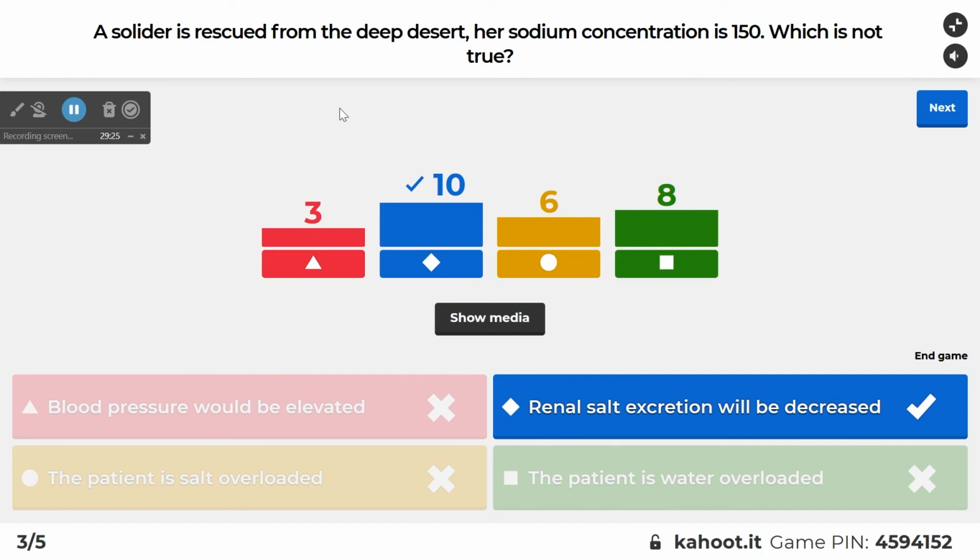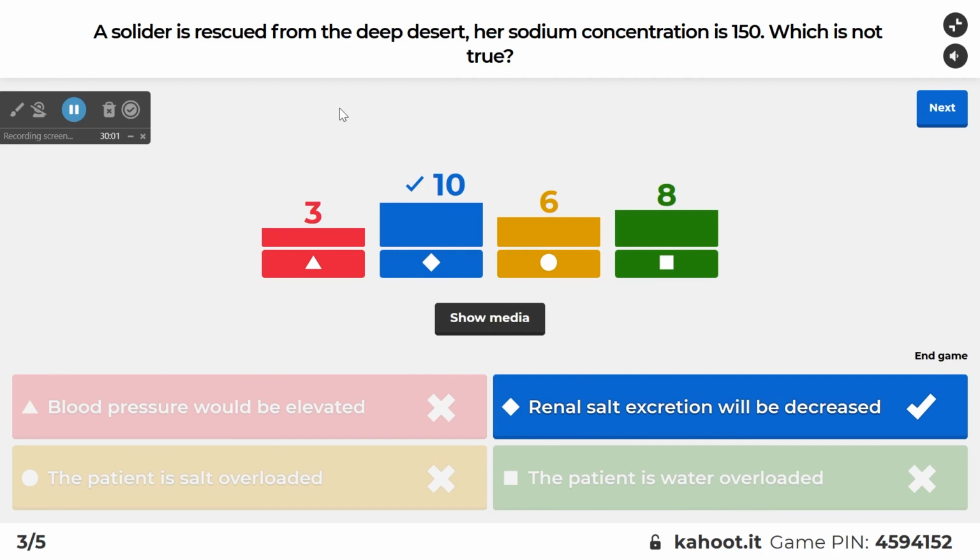So let's go through each one. Would her blood pressure be elevated if she's dry? No, because her plasma volume is down, right? So her blood pressure is going to have a tendency to be low because her venous return, EDV, stroke volume is low, right? Her renal salt excretion, will it be decreased? In other words, will she be holding on to salt? She will, because that's how we hold on to water, right? You got to hold on to salt in order to hold on to water.